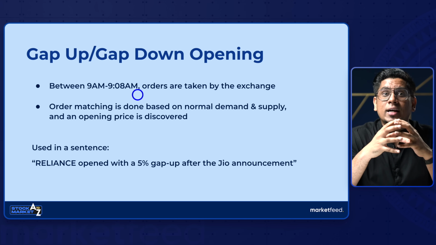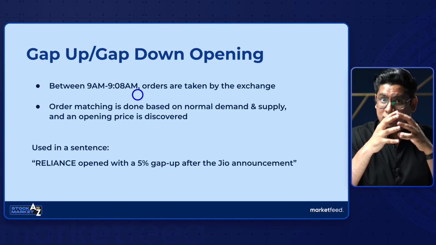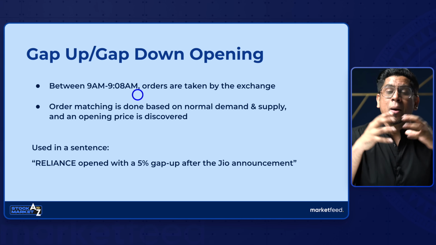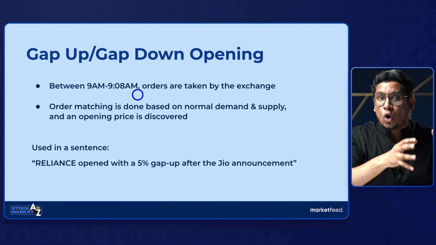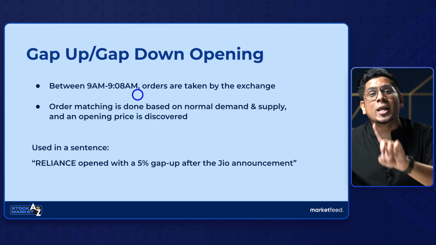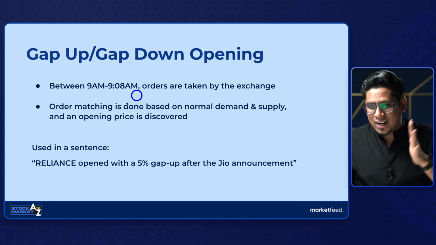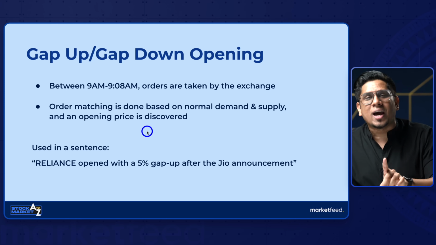So based on whatever demand-supply logic is there between all these orders which have come and are matched from 9 a.m. to 9:08 a.m., a new price discovery is done. And that would be the new opening price of the stock for that day. Right? Order matching is done based on normal demand and supply, and an opening price is discovered.